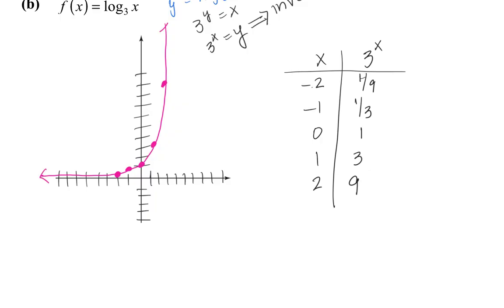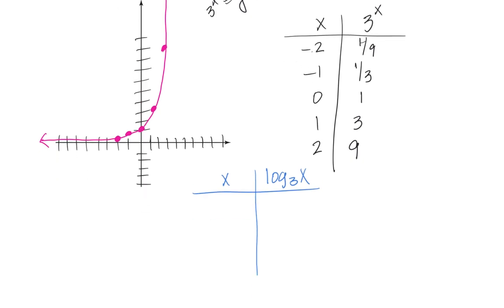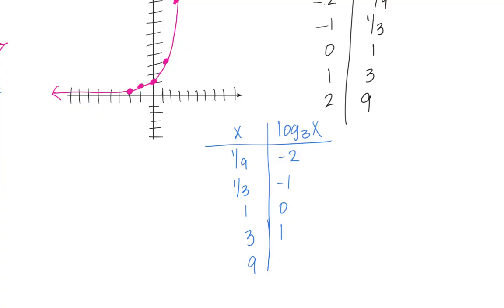And there's the inverse. So I know if I flip it, you're going to have your log base 3 of x. All right, so let's reverse all of our points. So now we've got 1/9 and -2, 1/3 and -1, 1, 0, 3, 1, and now we've got 9, 2.